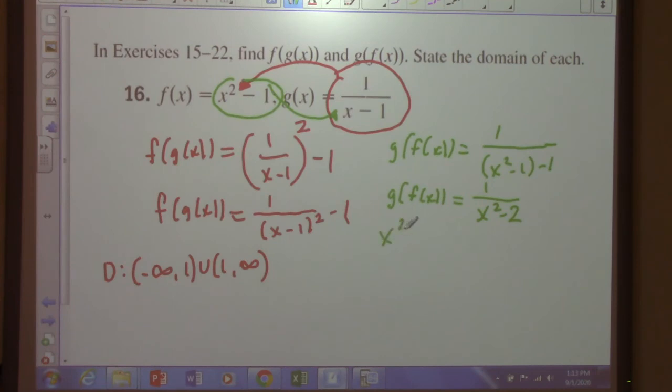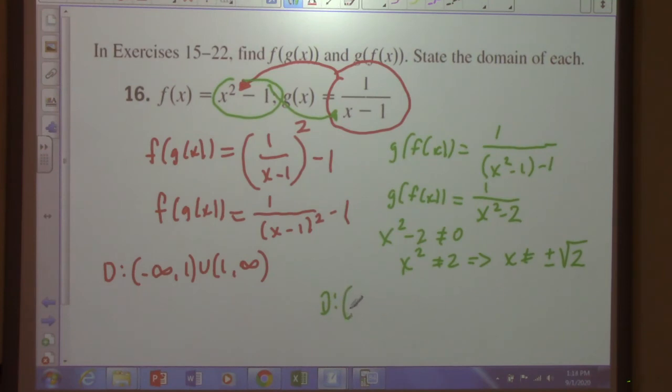Okay, we know that x squared minus 2 cannot equal what? 0. So x squared cannot equal 2. And so what can x not equal? Take the square root of both sides, what do we get? Plus or minus square root of 2. So x cannot be plus or minus square root of 2, because what would happen if it is plus or minus square root of 2? 0, right?